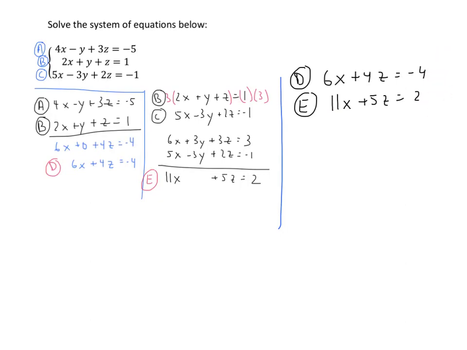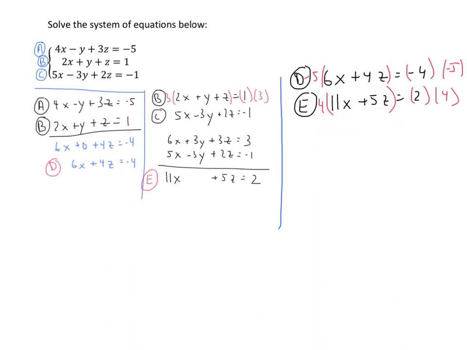Right? So let's solve for either x or y, x or z. And I think I'm going to solve for x. So to do that, I need to eliminate the z's. So let's see, what can I do? I'm going to multiply equation D by negative 5. And I'm going to multiply equation E by 4. Why is that going to help, right? Because negative 5 times 4z, this is going to be negative 20z. And then here, 4 times 5z, that's going to be positive 20z.